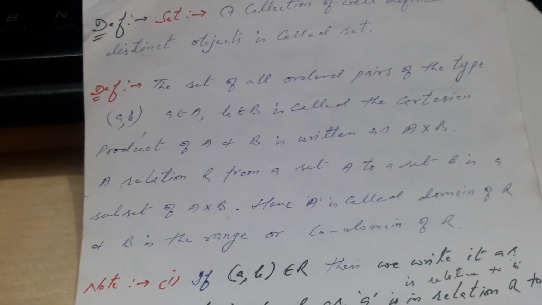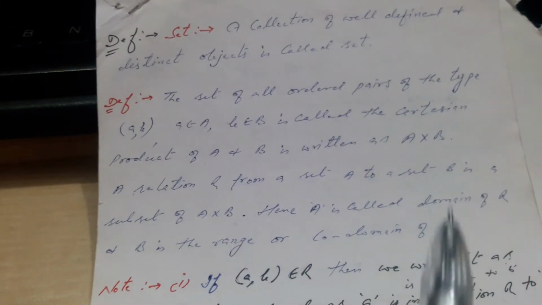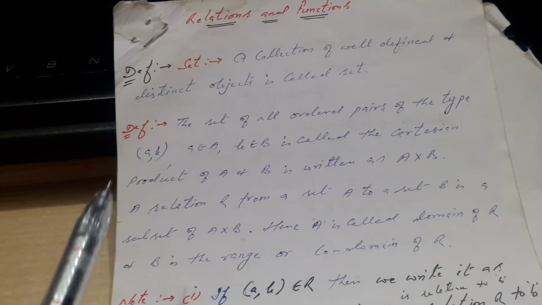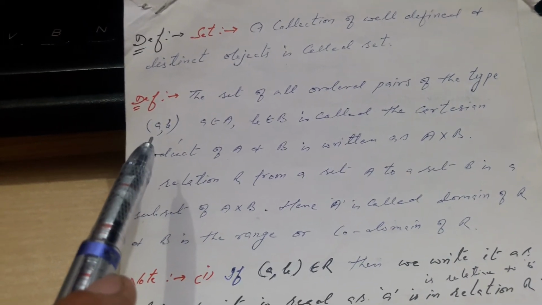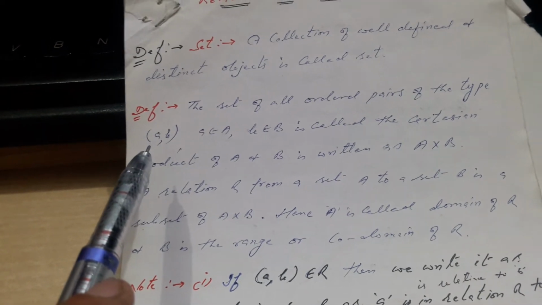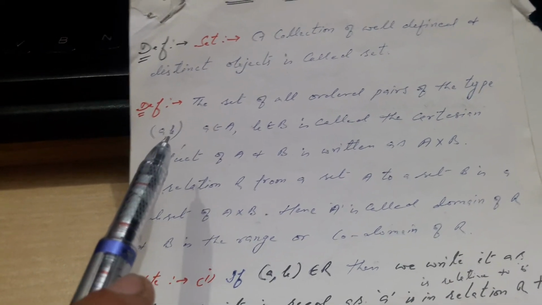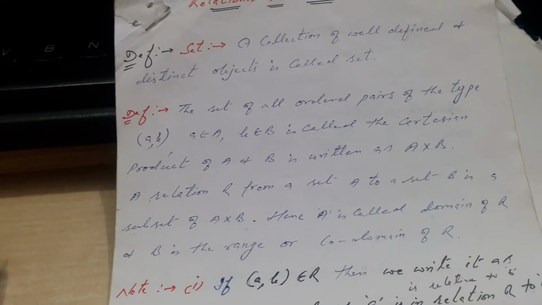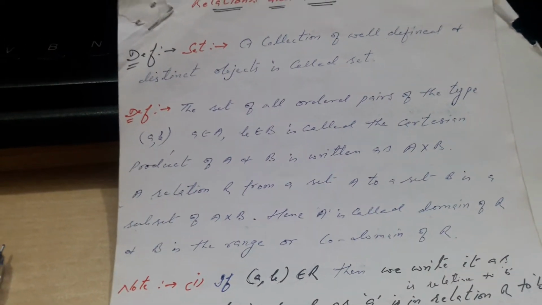Students, I think you know what a Cartesian product is. The Cartesian product is written in the form A cross B, and it is a set which contains all the ordered pairs. That means the elements are in the form (a, b), where a is coming from A and b is coming from B. So it is a set which contains all the ordered pairs.